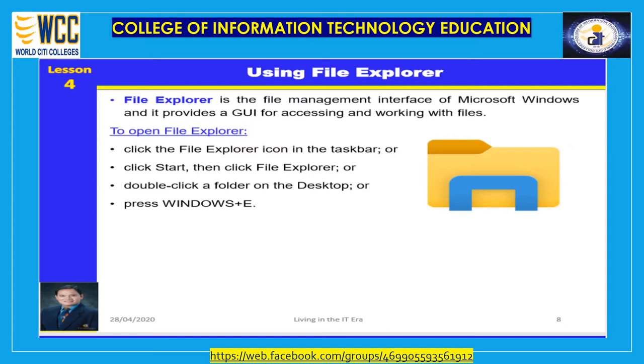Like any other task you perform on your PC, every interaction you have with File Explorer takes place inside one or more windows. You use different types of windows depending on what you are doing, but all windows share similar features. To open File Explorer, click the File Explorer icon in the taskbar, or click Start, then click File Explorer. Or you can simply double-click a folder on the desktop or press Windows plus E to activate File Explorer.